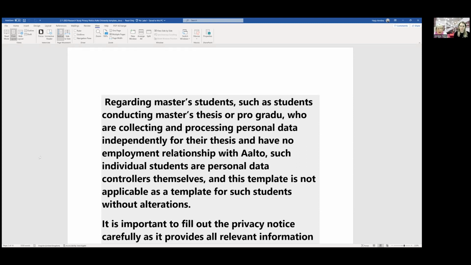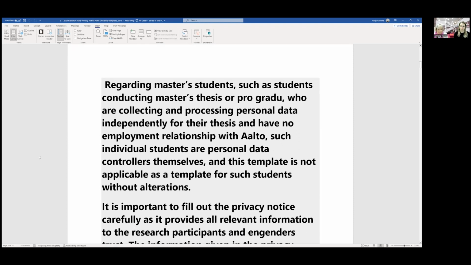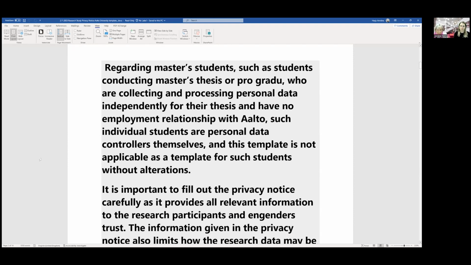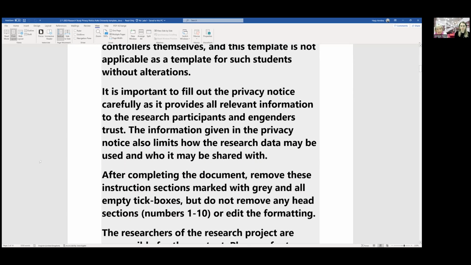It's very important that you fill this in carefully. This is not an agreement, but it gives the relevant information to the person who is participating. And this is a binding promise on how the data will be used. So draft this carefully.